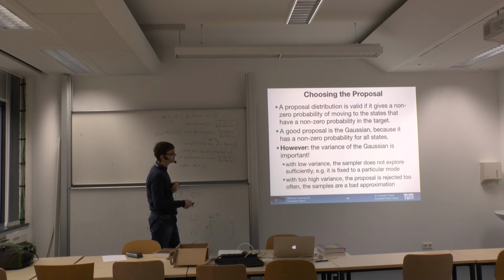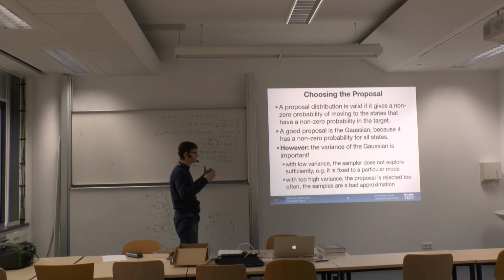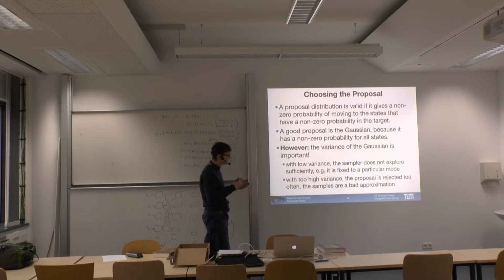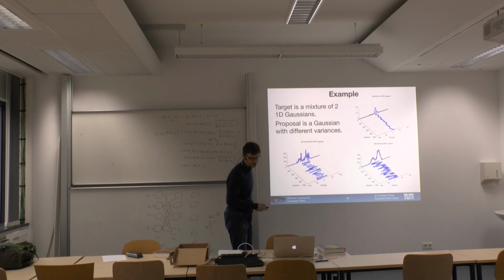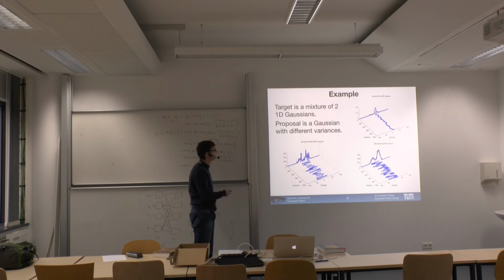But if you have too high variance, then the proposal is rejected too often, right? Then it happens that you jump very often into spaces where this is rejected. This is just an example of how this looks. So the target is now a mixture of two Gaussians. You see the red curve here, which is the target distribution which we'd like to sample from. And the proposal is a Gaussian with different variances.